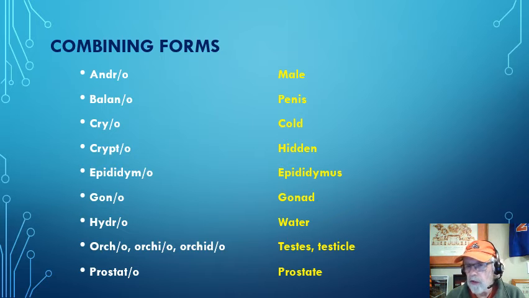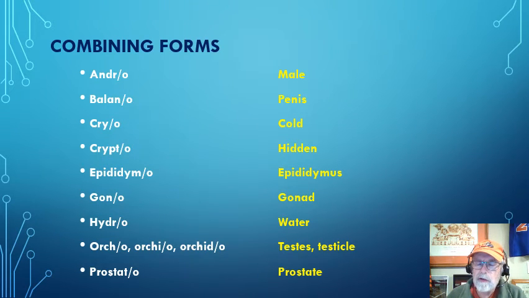Andro means male. Okay, androgens are male hormones. So you take an androgenic hormone, that's a male type of hormone. In fact, if you see some type of hormonal supplementation for males, like Andro 500 and stuff like that, that's where the andro comes from. Andro means male. Balano means penis. They talked about the area of the glans penis at the end, but balano actually means penis.